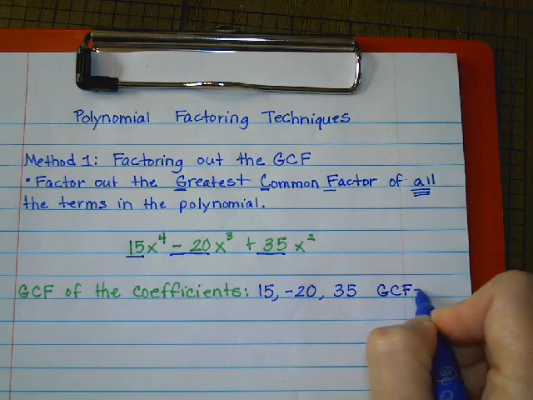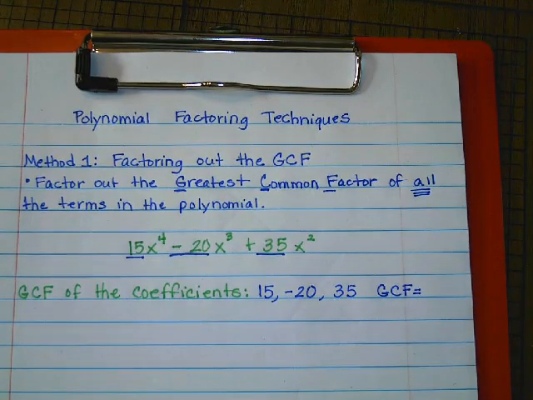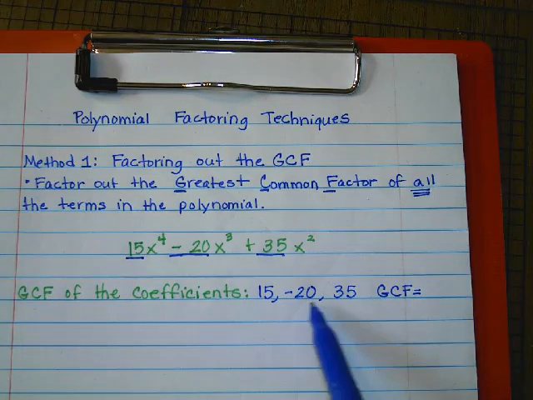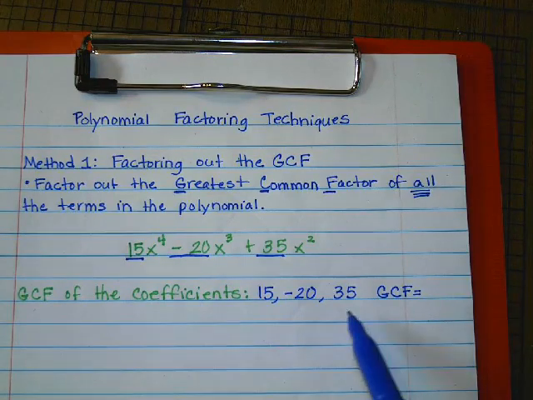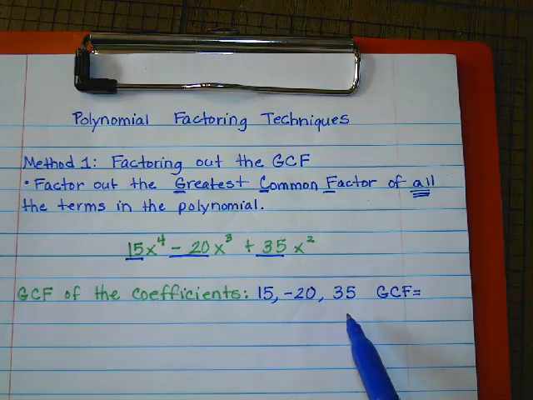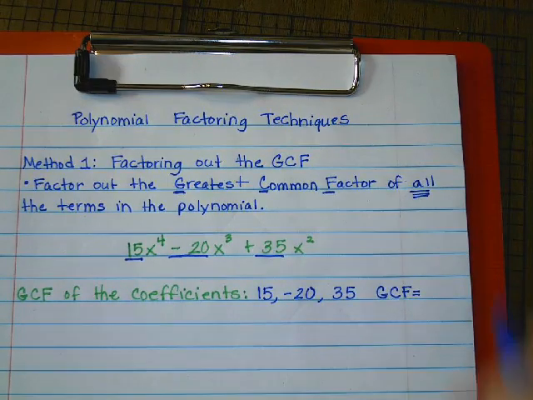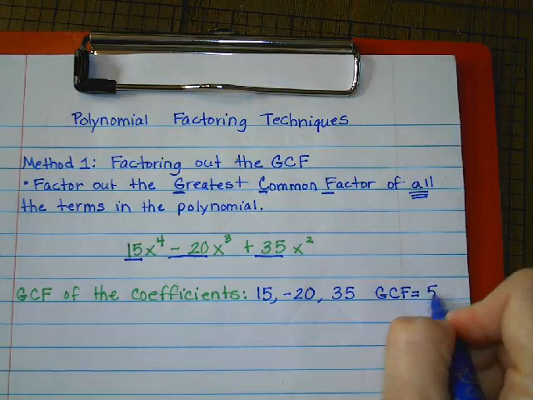So to find that greatest common factor, we're looking for the largest factor of each of these individual values and see which factor would divide into 15 and into 20 and into 35. So Jessica, what do you think the greatest common factor would be? That's right, Jessica, it is 5.